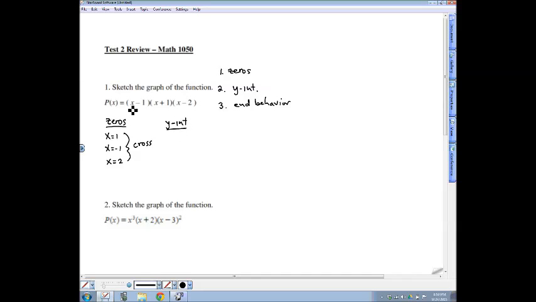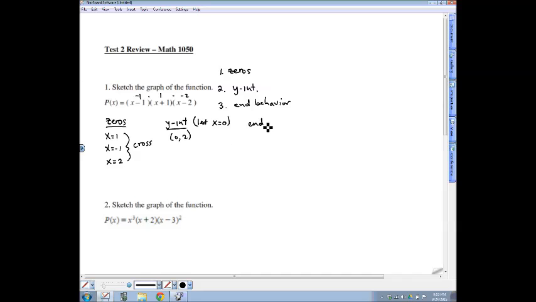Okay, the y-intercept of any polynomial function, or any function for that matter, is found by letting x equal 0. So, if we place a 0 in for all of the x's in this polynomial, 0 minus 1 is negative 1, 0 plus 1 is positive 1, and 0 minus 2 is negative 2. If you multiply these 3 numbers together, you're going to get the point (0, 2) as a y-intercept.